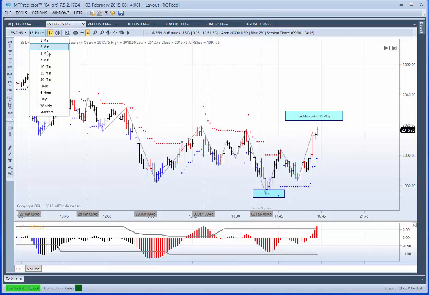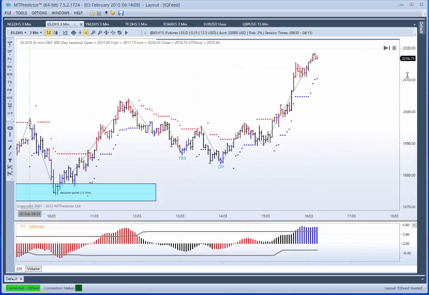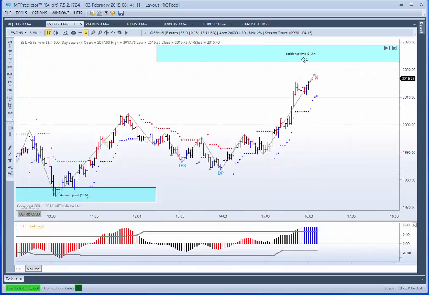So again, on the 3-minute chart, what you'd have been looking at is that's our large degree resistance, this is our large degree support, and our large degree trend is now up. Therefore we'll be looking for buy setups.